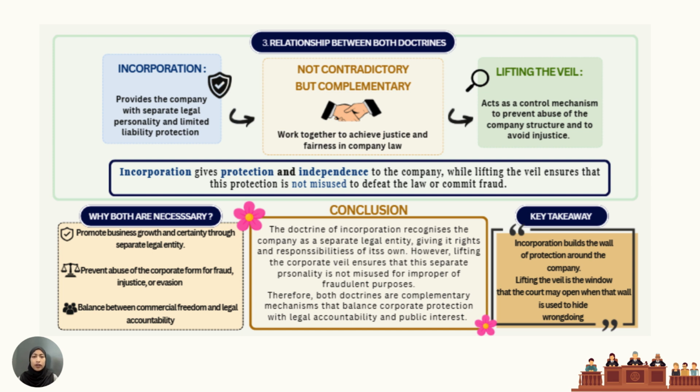The doctrine of incorporation gives a company a separate legal personality and limited liability, allowing it to operate independently and encouraging business growth. However, the doctrine of lifting the corporate veil acts as a safeguard. It allows the court to look beyond the company's separate legal personality when it is used for fraud, injustice, or to evade the law.